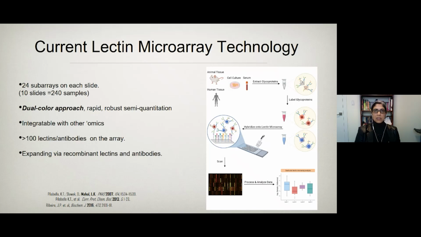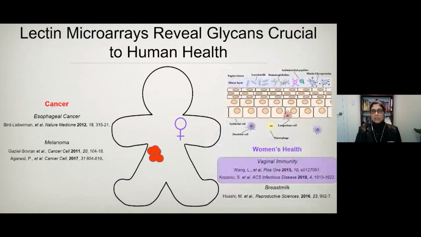So next slide, please. This is a snapshot. I don't want to spend time on this, but I just wanted to point out that we've used this for a lot of different stuff. So influenza is part of what we do in my lab, but we also work in cancer. We also work in women's health.